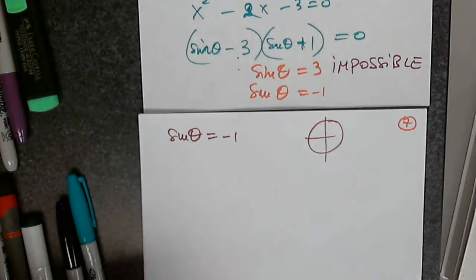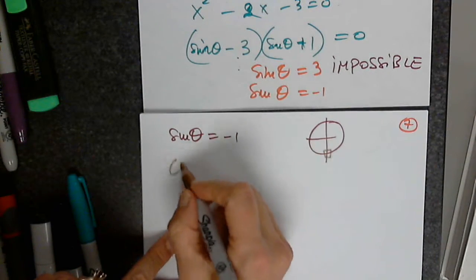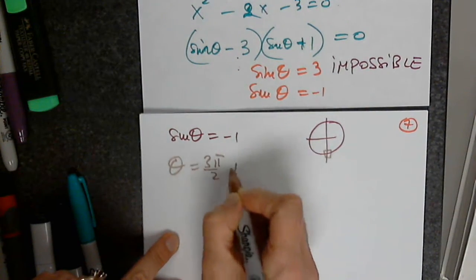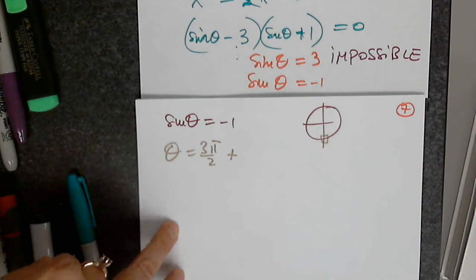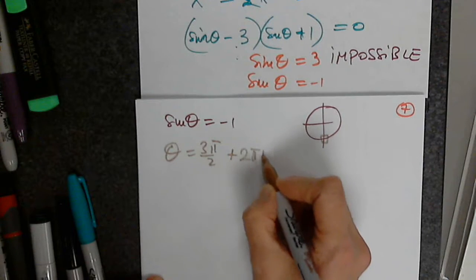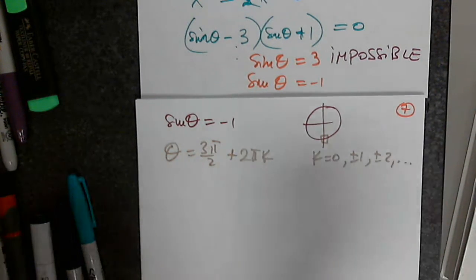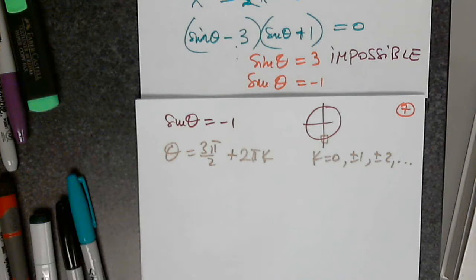Careful. Sine is measured on the y-axis. Where is -1? Correct. Right here. So theta equals 3 pi over 2 plus what? Depending on the period of this function. 2 pi k. So k equals 0, plus or minus 1, plus or minus 2, and so on and so forth. Very good. Good pick.